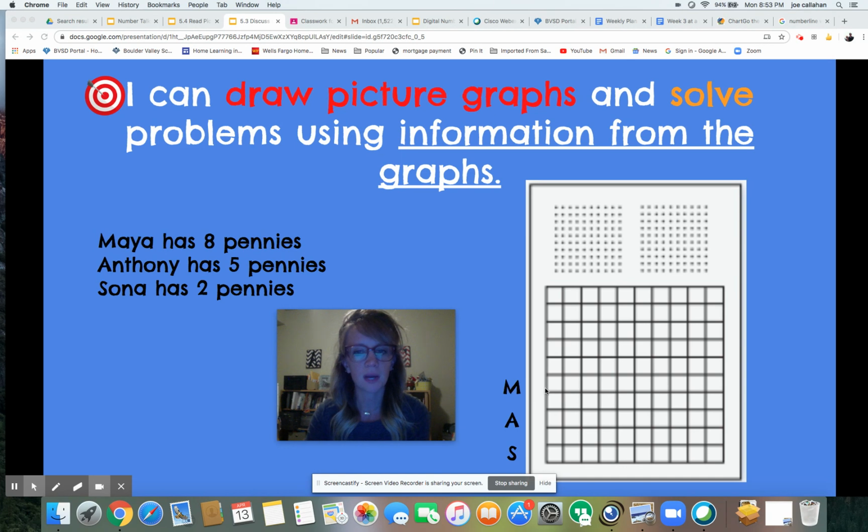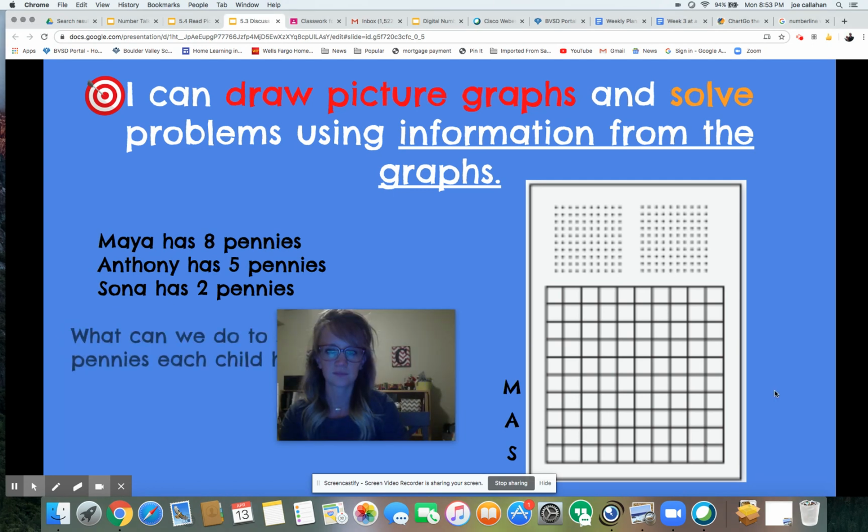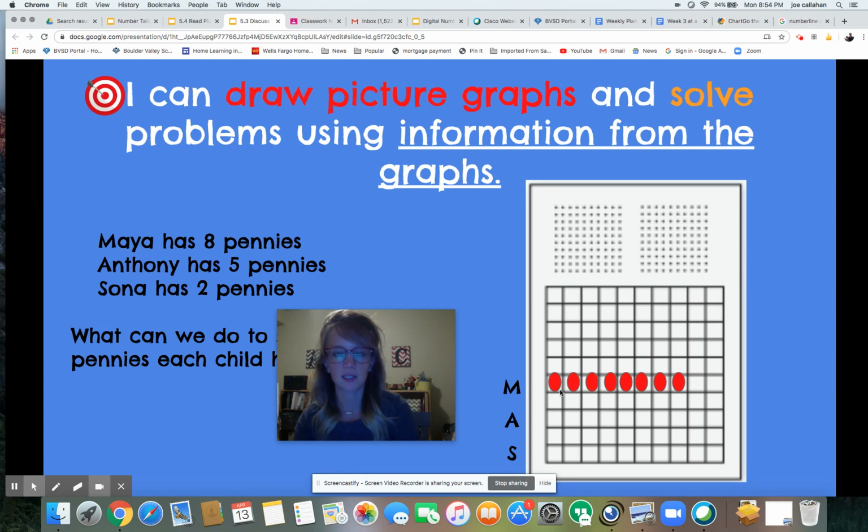So I'm going to put Maya's information horizontally here. I'm going to put Anthony's information horizontally here. And I'm going to put Sonia's information horizontally here. And I want you to think to yourself, what should my information look like? One, two, three, 4, 5, 6, 7, 8. Does that match the information that we have up here? So here's our information, and here's a way that we can represent or show that data. We can show Maya has 8 because next to the M that stands for Maya, there's 8 pennies.